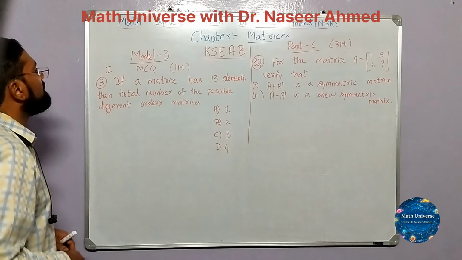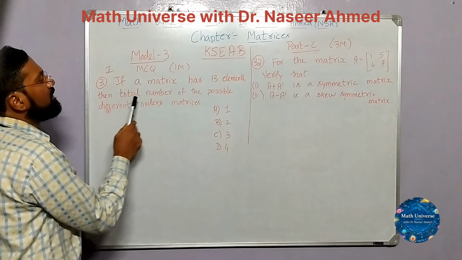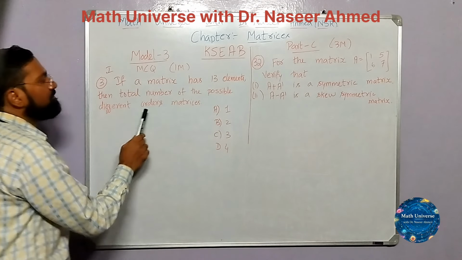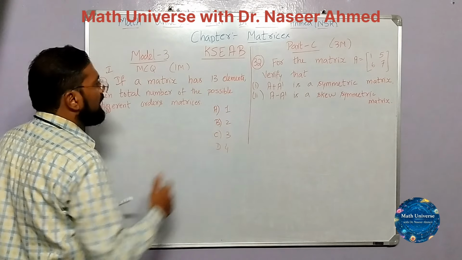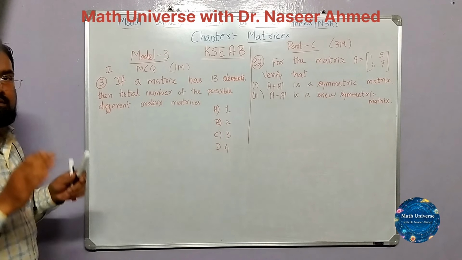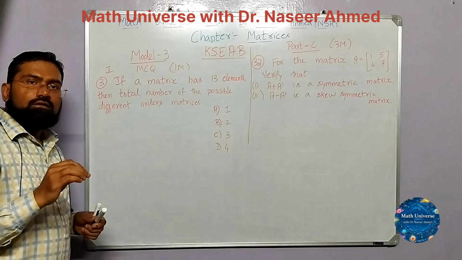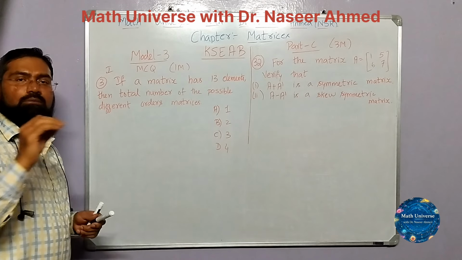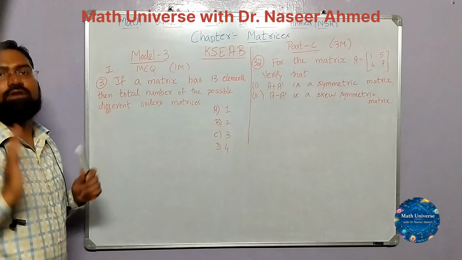Question says, 1 marker, multiple choice question: if a matrix has 13 elements, then what is the total number of possible different orders of matrices which we can have? Options are 1, 2, 3 and 4. See, don't forget, when we discuss order, order is nothing but the number of rows and number of columns of the given matrix. If we multiply the order, we can get the number of elements.